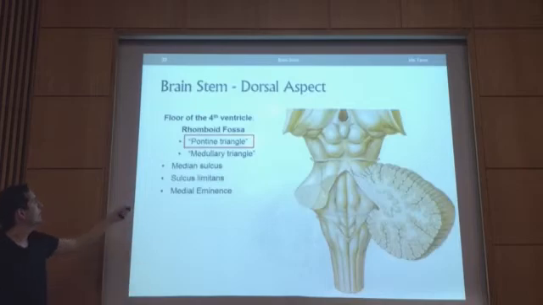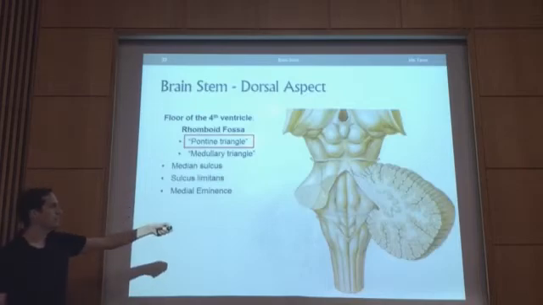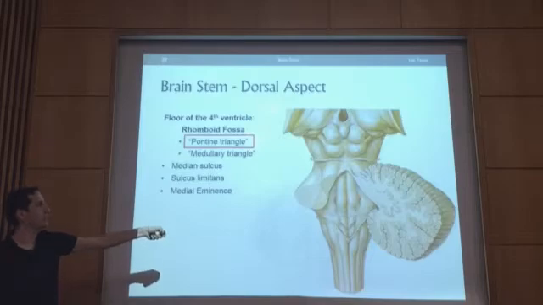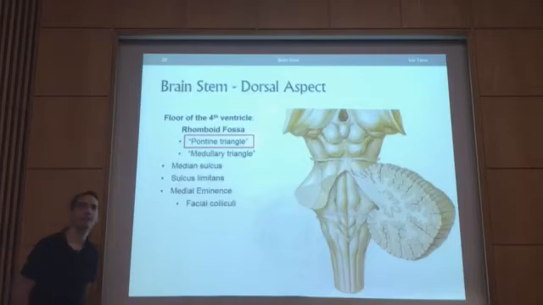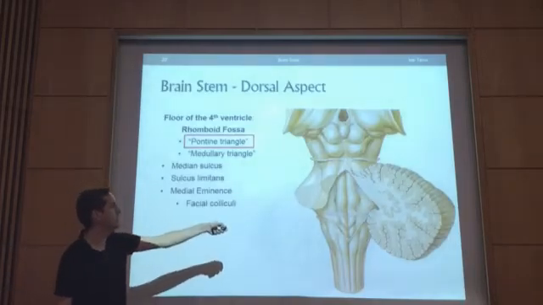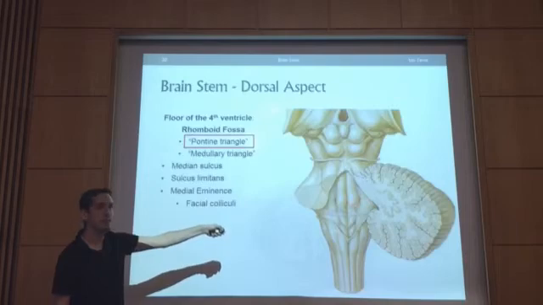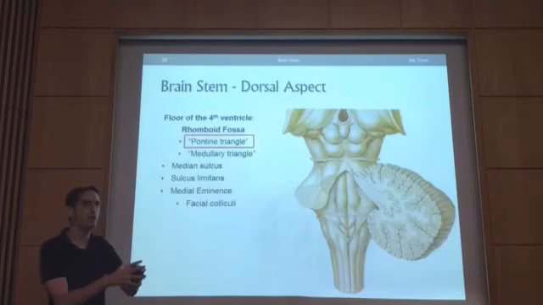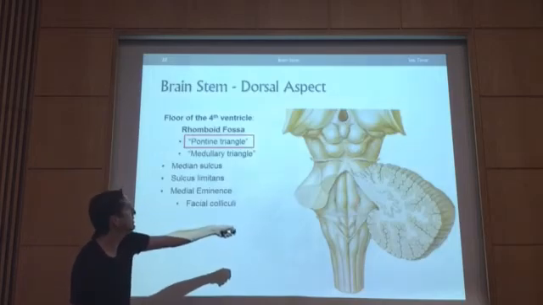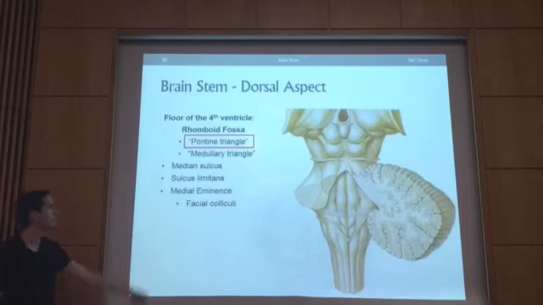Between the median sulcus and the sulcus limitans, you can see this elongated bump that is called the medial eminence. This is the medial eminence, this thing that you can see in here. And at the bottom end of the medial eminence, you can see this area, a colliculus, again like a bump, called the facial colliculus. Okay, this is the facial colliculus of the right side and the facial colliculus of the left side.